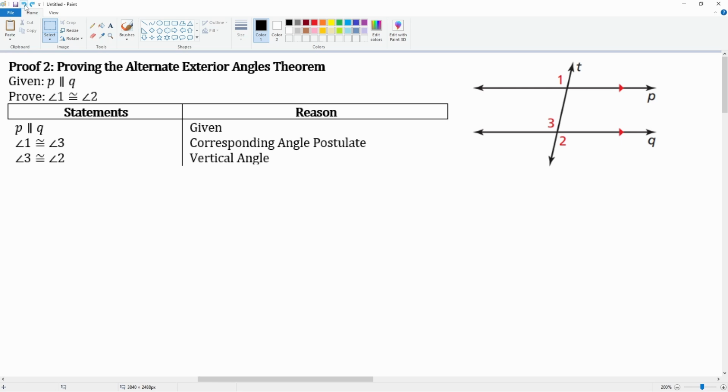Here I can use my transitive property. The angle 3's will disappear, leaving me with just angle 1 and angle 2. That is the transitive property of showing that angle 1 is congruent to angle 2.